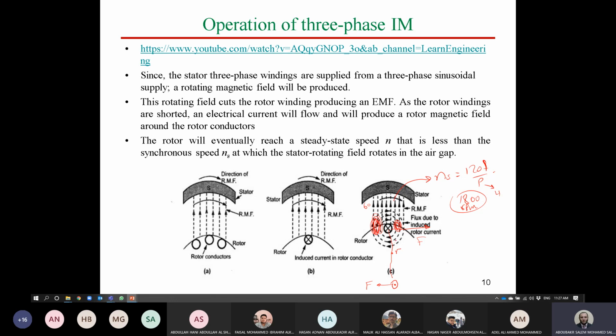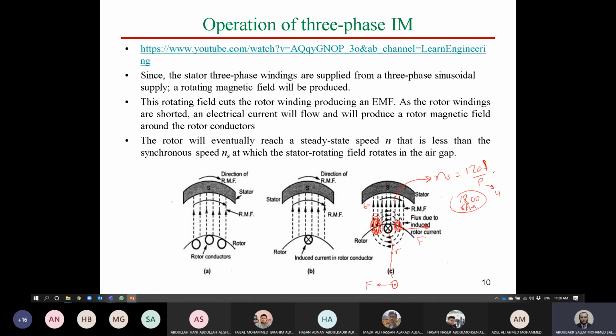So what will happen if the rotor moves at the same speed as the synchronous speed? What will be the cutting speed in this case? 0. Exactly. So if the speed of the rotor reaches synchronous speed, the cutting speed will be 0. This is logic. If you are moving at the same speed as another object, the relative speed will be 0.